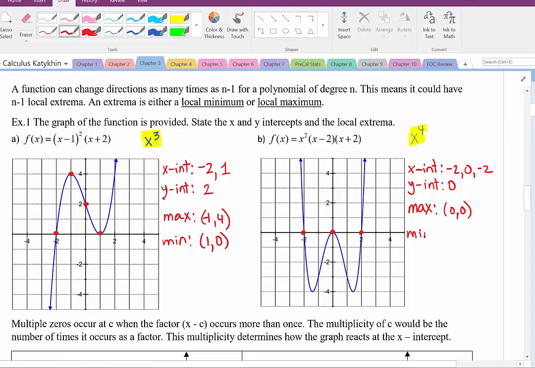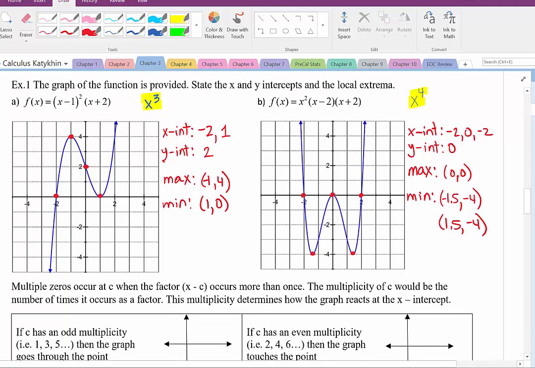My minimum, there's two of them. The first one looks like about -1.5, -4, so it's right here. The other one is also at +1.5 and -4. So that gives me my values there.